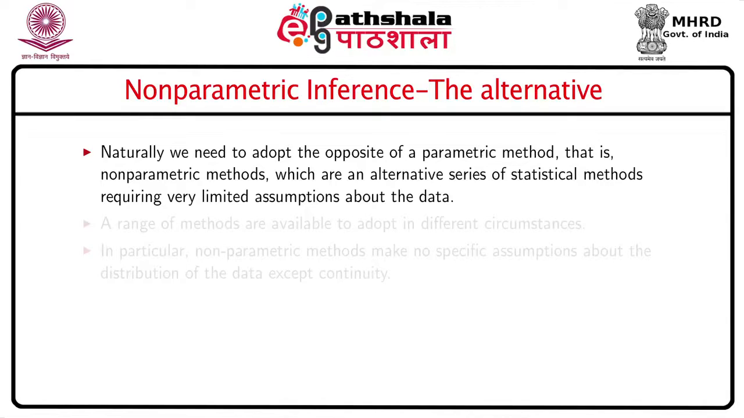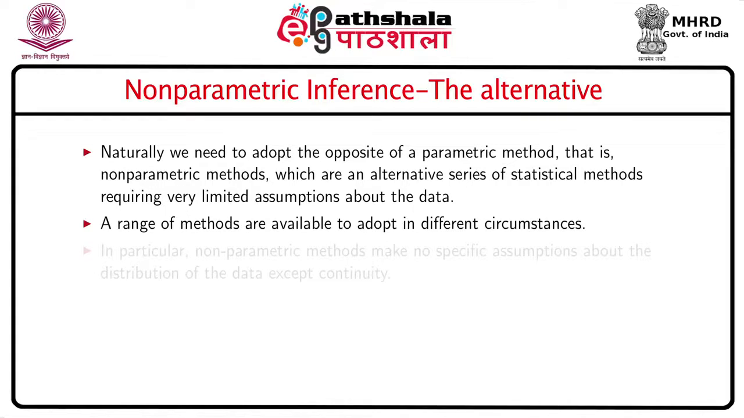If we know the parent distribution, then we can use the appropriate parametric methods, but in most cases the underlying distribution is not known and we have to use some inferential procedure, and non-parametric inference is the only alternative in such cases. Since there is no parametric assumption, we need to adopt the opposite of a parametric method, that is non-parametric methods, which are an alternative series of statistical methods requiring very limited assumptions about the data.